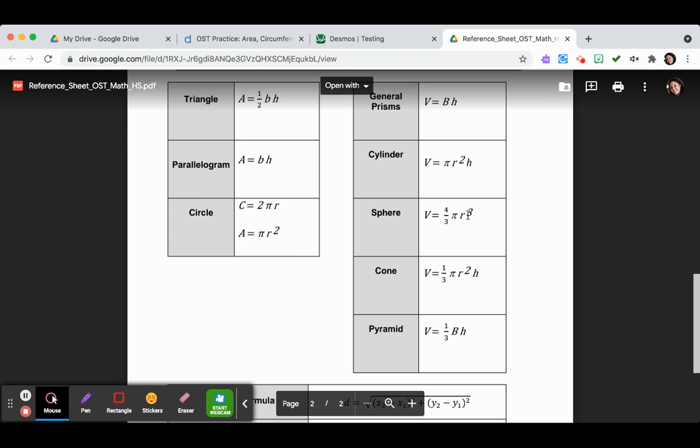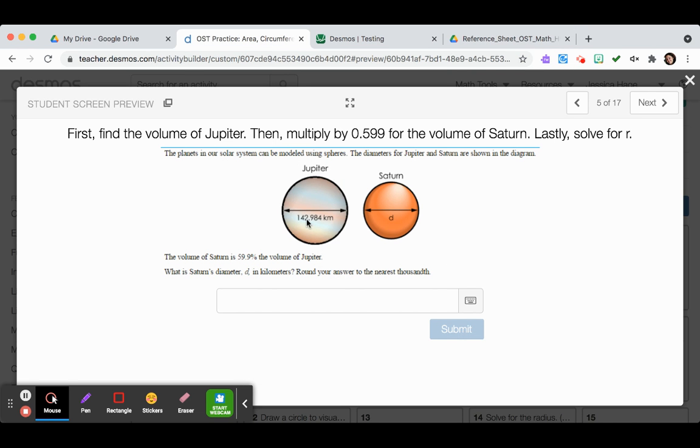And check our reference sheet, and we're going to do the radius to the third power. The radius is not actually the entire distance. The radius is half the diameter. So we're going to divide 142,984 by 2.